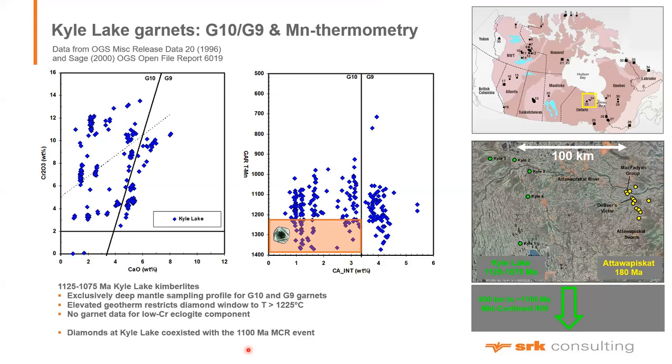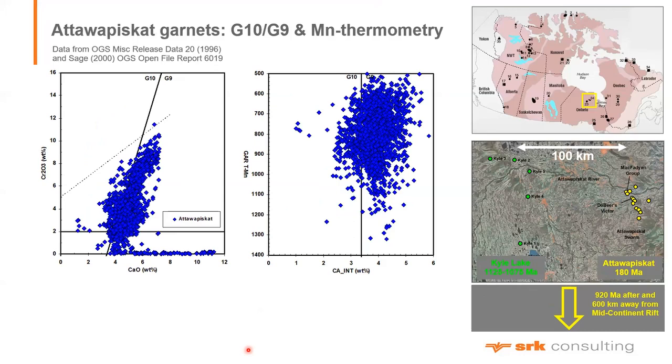We can play the same game. Now watch the difference that you'll see in this next slide. Play the same game for Adelopiscat. I'll go back. Look at a completely different thermal profile that you get out of Adelopiscat. And also on the left-hand side, the different chrome calcium diagram. It's completely different. You cannot imagine a situation that is so different. At Adelopiscat, we basically see very few G10 garnets, and the mantle sampling is exclusively at lower temperatures.